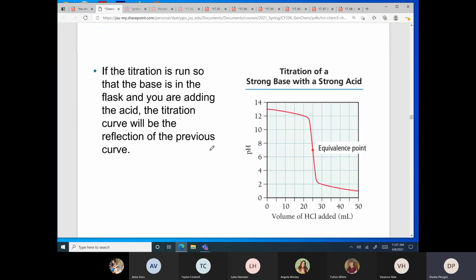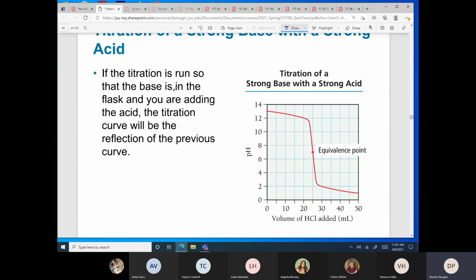All right, and so if the titration is run so that the base is in the flask and you're adding acid, then you're going to have an opposite situation here where you're starting with a high pH and you're ending up with a low pH, and your equivalence point will still be similar, but your curve is opposite.